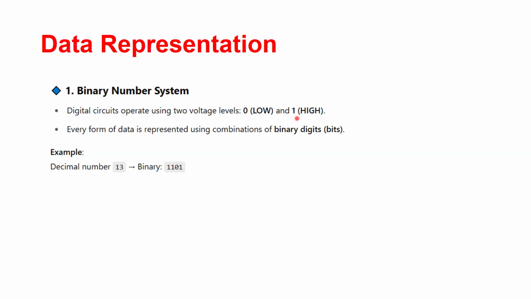Now, every form of the data will be represented by the combination of the binary digits. For example, you have a decimal number 13 that will be represented in binary as 1101. If it is decimal number 15, the binary form of it will be 1111.